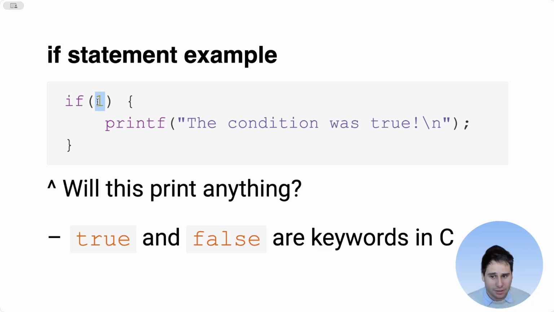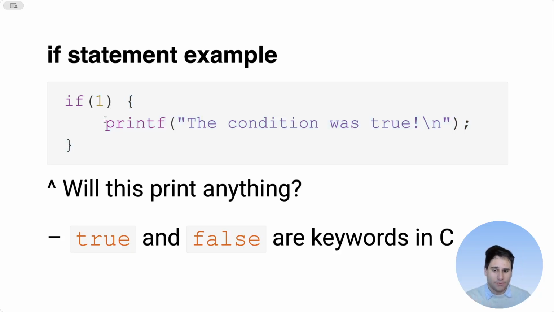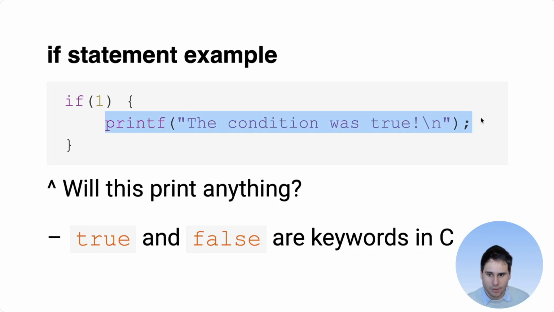If 1, so what's going on here? Remember we said that 1 is true. So if true, well, is true true? Yes, then we will run this block. So when this code runs, we will just see this printf statement get printed to the terminal.